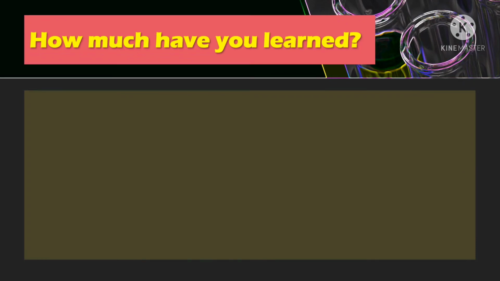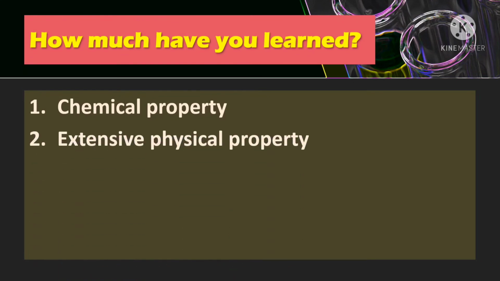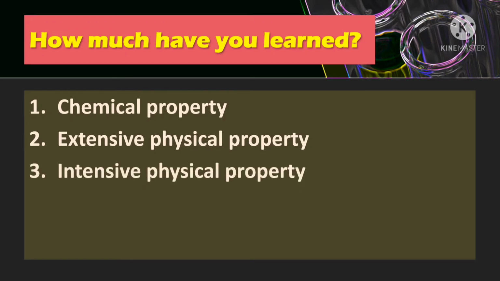Time is up. Okay, learners, let's check how much have you learned. Number 1. Combustibility of plastic, its chemical property. 2. 5 kilograms of rice is as heavy as 5 kilograms of newly harvested cotton, its extensive physical property. Number 3. Water freezes at 0 degrees Celsius, intensive physical property. 4. Silver is tarnished when exposed to air, forming silver oxide, its chemical property.